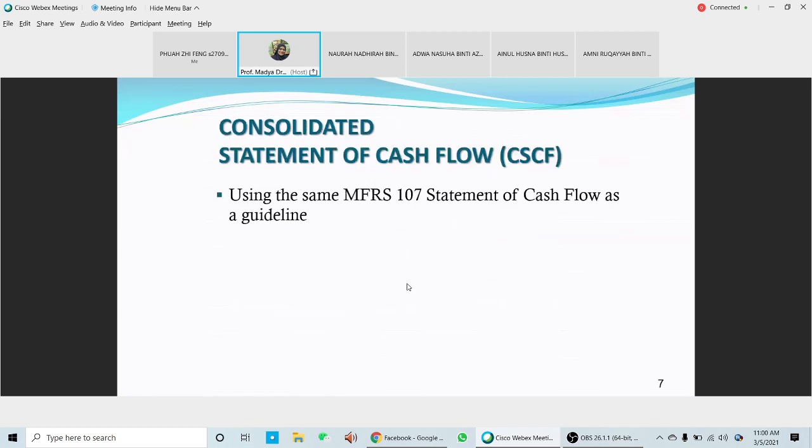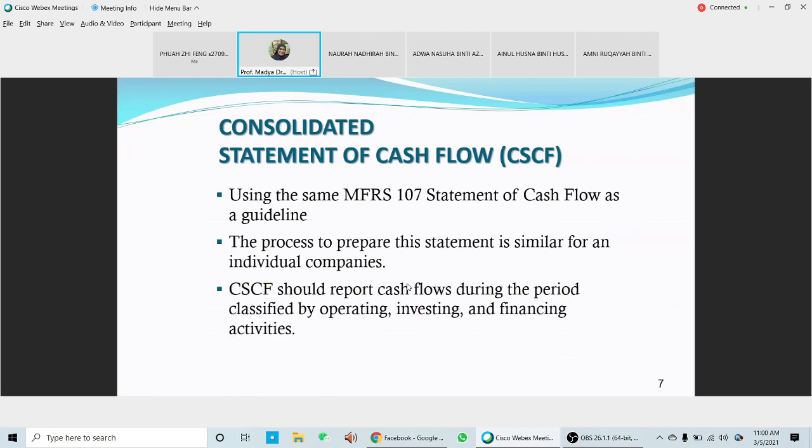Okay. So for the statements of cash flow here, we're going to use standard 107. That 107 is focused on the statement of cash flow. For the preparation of consolidated statements of cash flow, we still refer to the same standard because it's not much different, since for the consolidated we only need to add a few extra things in the statements. The process to prepare is similar to an individual company. The consolidated statement of cash flow should report cash flow from operating, investing, and financing. So the format is similar, and we're still using the same standard.